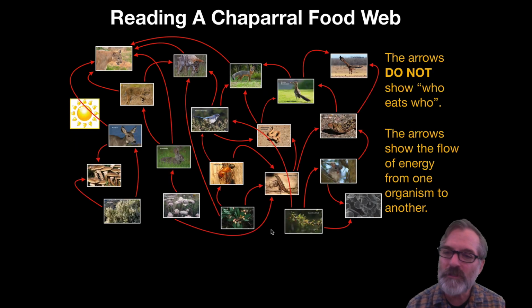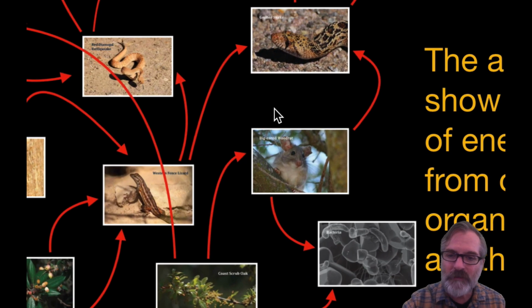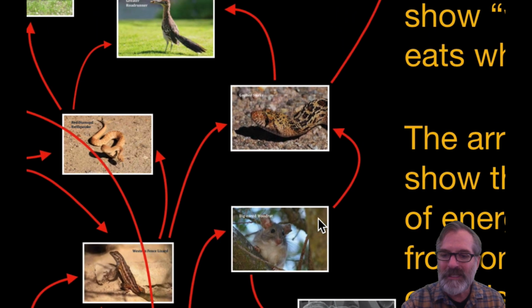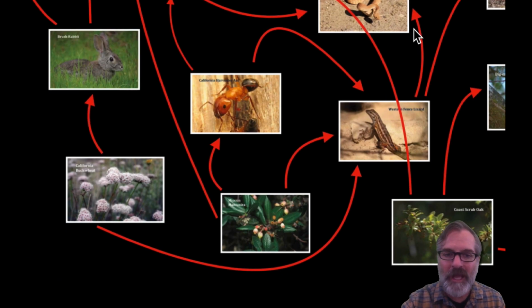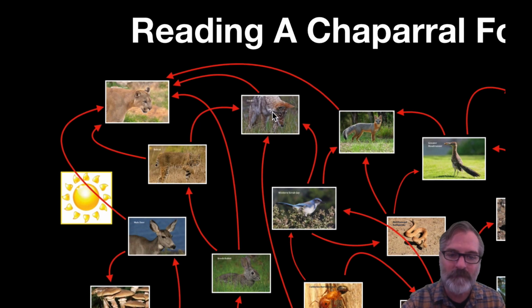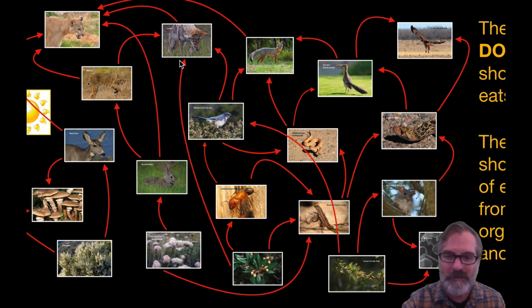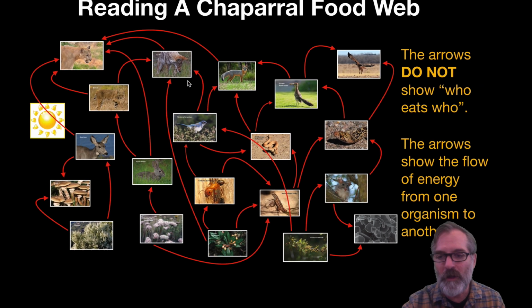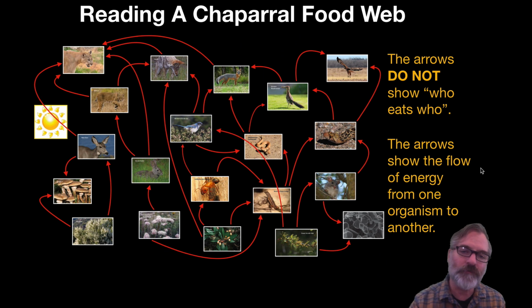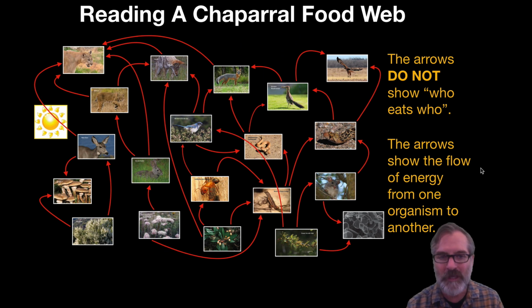The arrows don't show who eats who. So for instance, if you look right here, this little big-eared wood rat is not going to pounce on this gopher snake and eat this gopher snake. Or over here, you're not going to have, let's say, this mission manzanita chase down this coyote and attack it and eat it. So this is not eating this. What's happening is the arrows are showing the flow of energy from one organism to the other.